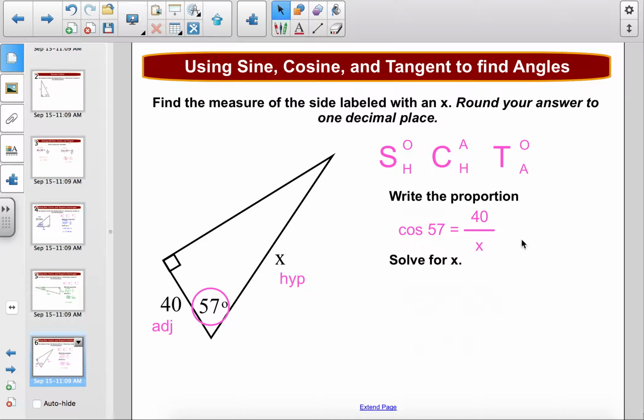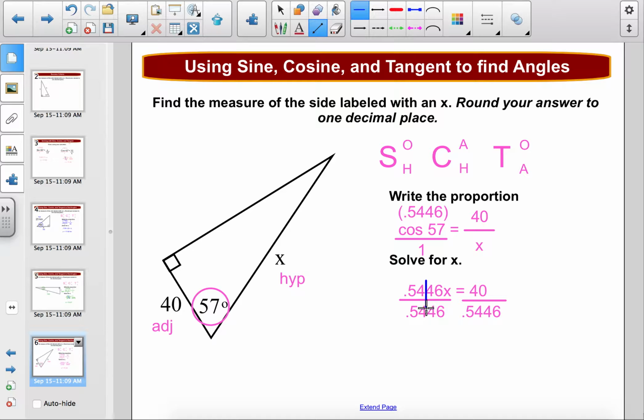All right, you should be pretty good at this by now. Cosine of 57, you just type in your calculator, and the decimal I got was 0.5446. I'm going to put it over 1, and I'm going to cross multiply. 0.5446 times x equals 40 times 1. Oopsies, wrong button. Well, there you go. You see my next step too. I'm going to divide by this decimal because I need to cancel it out. I need to get x alone on that side. So I'm going to go 40 divided by 0.5446. And according to my calculator, it's 73.45.